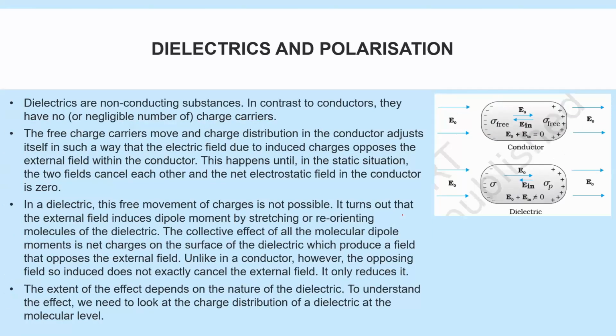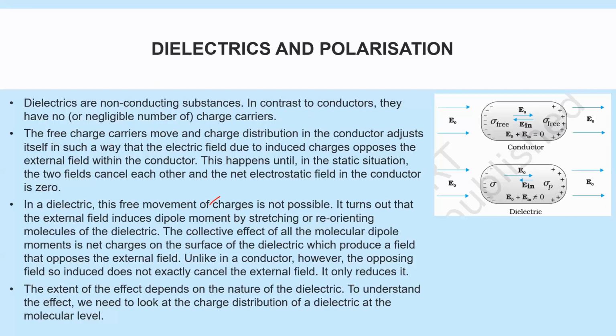Now we come to the other part, that is dielectrics. Dielectrics are substances that are non-conducting. We spoke about the conductors, now we are going to talk about a substance that is non-conducting in nature, in contrast with the conductors. They have no or very negligible amount of charge carriers in them. You can see in the diagram over here, there are charges, but the number of charge carriers is negligible, or it will have no charge.